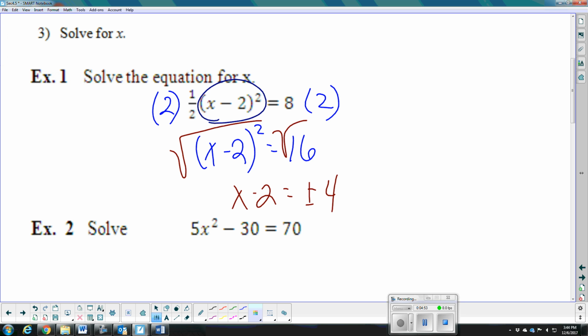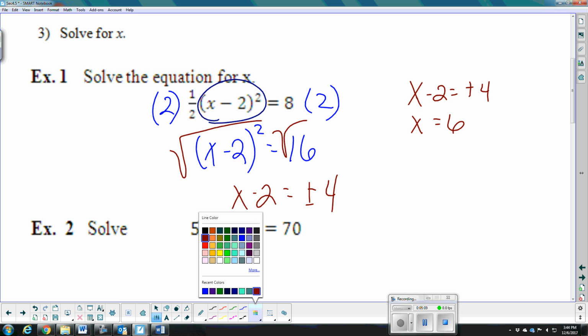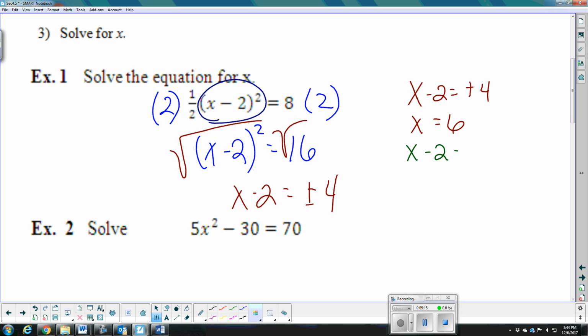Now we can solve this. If x minus 2 equals positive 4, we can solve for x by adding 2 to both sides. So we get x equals 6. If x minus 2 equals -4, then by adding 2 to both sides, we get x equals -2.